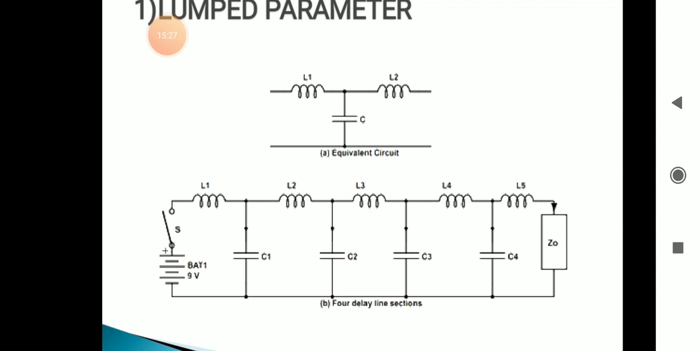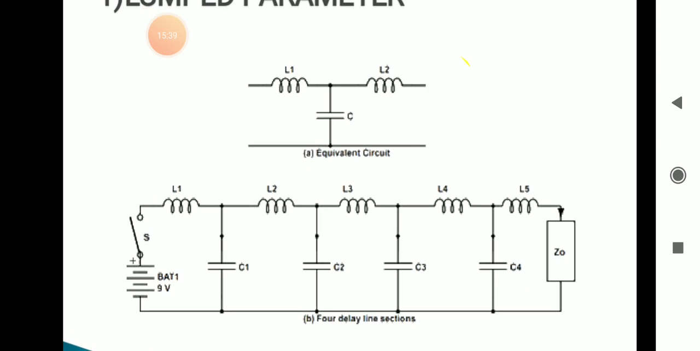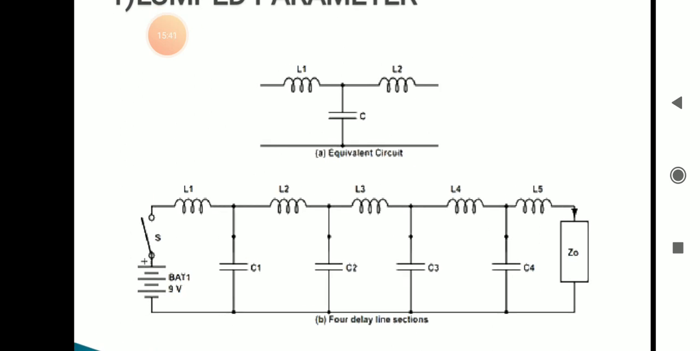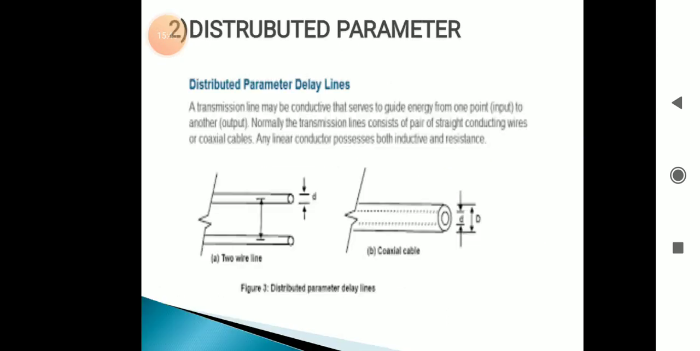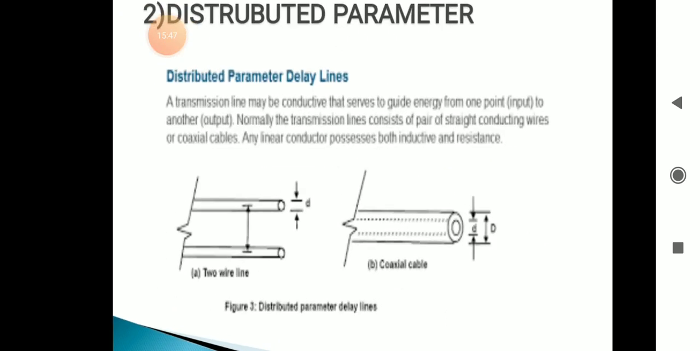By connecting a number of T sections, this time delay can be made n times Td. So Ts = n × Td, where Ts is the total delay and n is the number of T sections. This is one example of a practical delay line, as well as the equivalent circuit diagram for the lumped parameter line. Next we'll move on to the distributed parameter delay line.